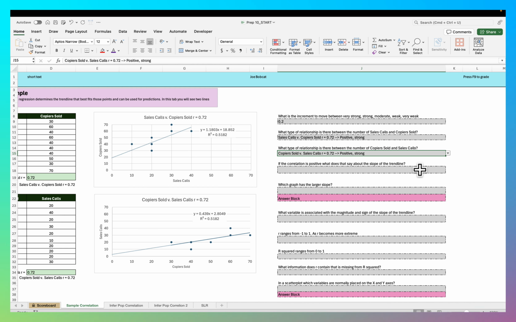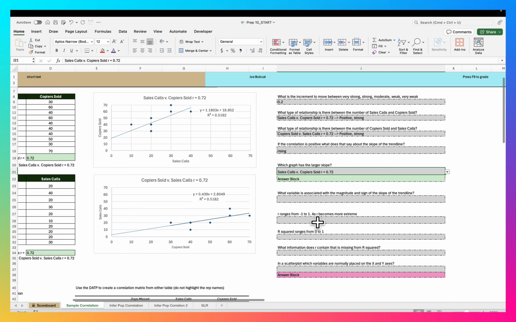If the correlation is positive, what does that say about the slope of the trend line? It means that it's rising, as in both these examples. And which graph has a larger slope? Okay, so let's look at them. Well, it's clearly this one. And you can actually see the value of slope, 1.18 versus just 0.439. So it's going to be sales calls versus copiers sold. That's our first answer block.